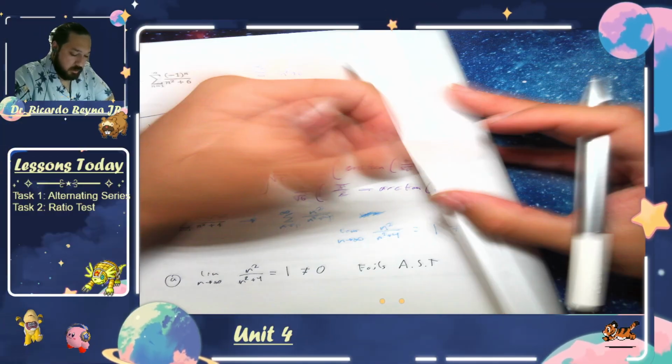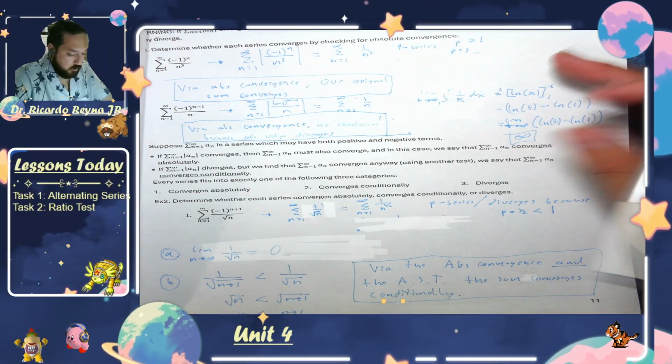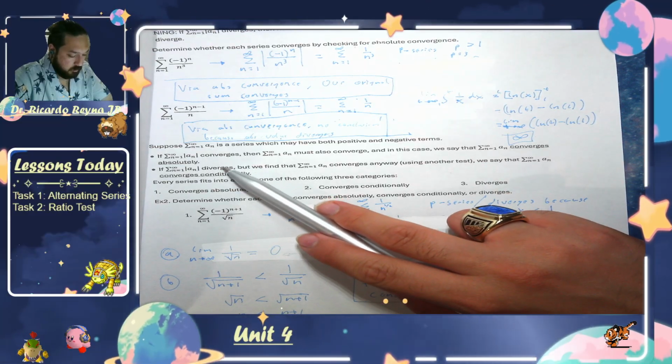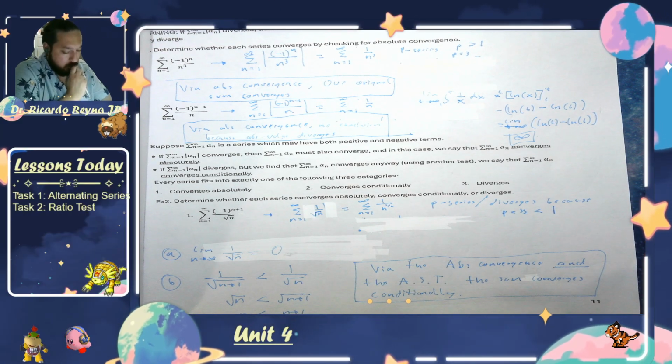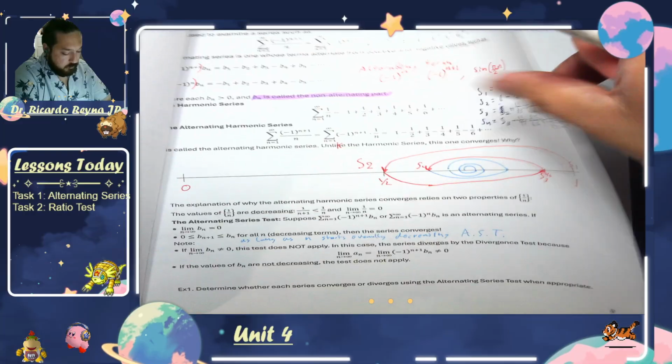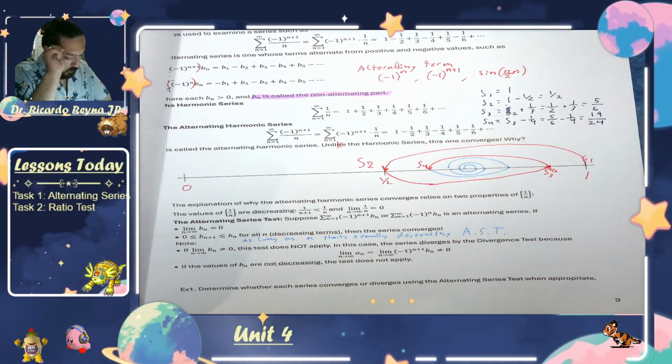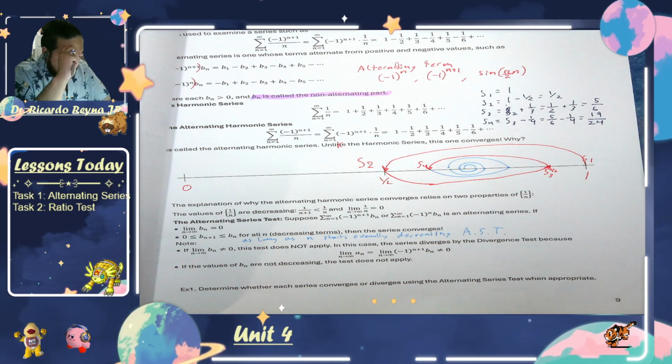Let me just double check our prompt. So we found that this diverges. Oh, sorry, wrong thing. So the alternating series test.